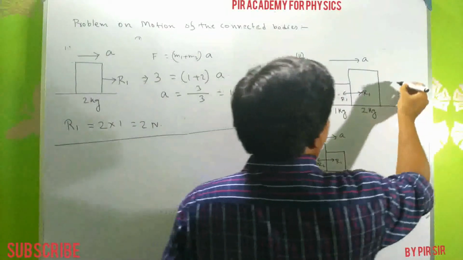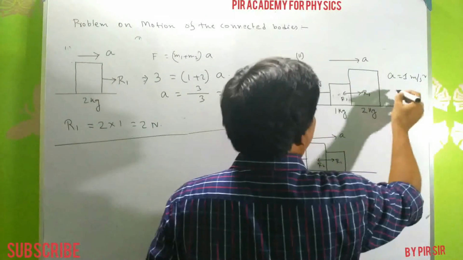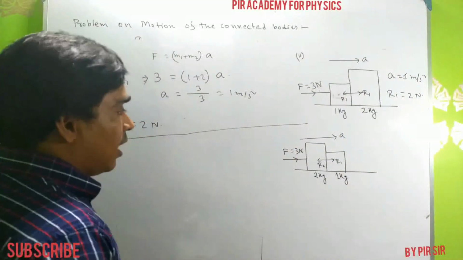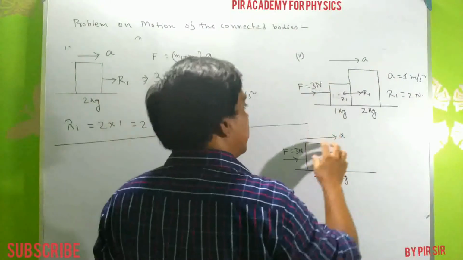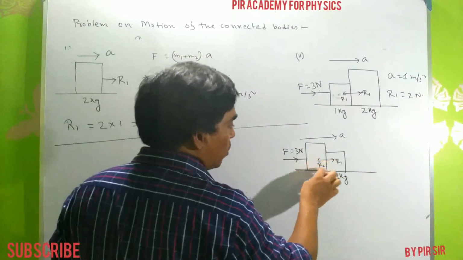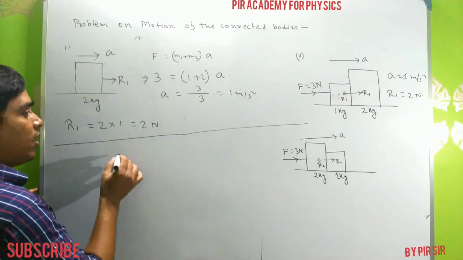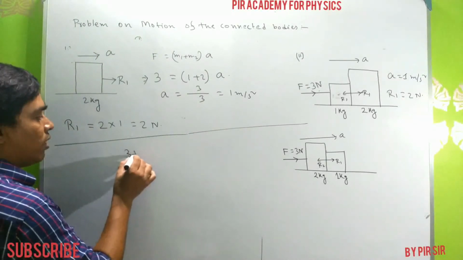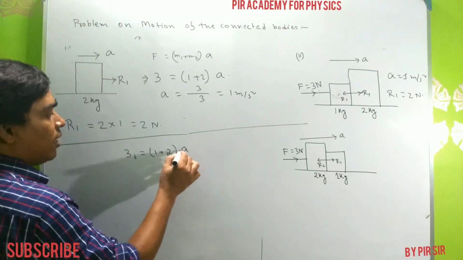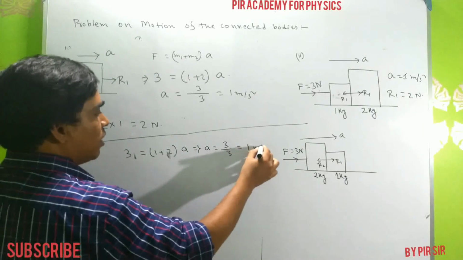What is the value of A? Here the value of A is 1 meter per second square, and R1 is 2 newtons. But now the force is applied on the 2 kg mass. What will be the effect on the contact force? Here the total acceleration must be the same, because total force 3 equals total mass 1 plus 2, into acceleration. That means the acceleration will be 3 divided by 3, equals 1 meter per second square.